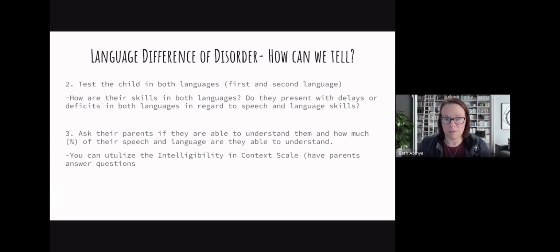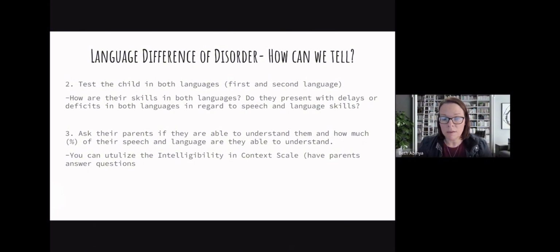Ask their parents if they're able to understand them. That is one of the first things you should really do. And if they can't understand 100%, find out how much they can understand. Familiar listeners, like moms and dads, are supposed to understand a certain percentage of a kiddo's language, and by age 4 it should be approximately 100%. Unfamiliar listeners may understand less, but there's still a certain percentage, depending on the age, that they should be able to understand.